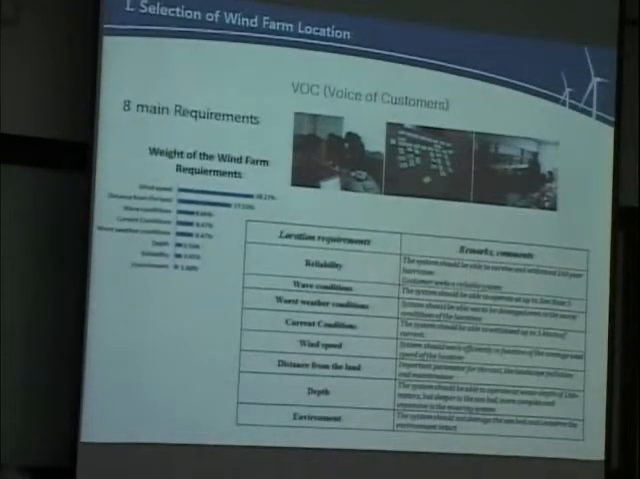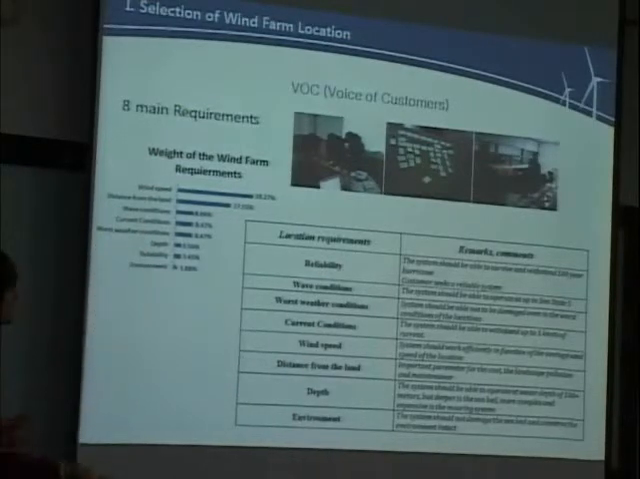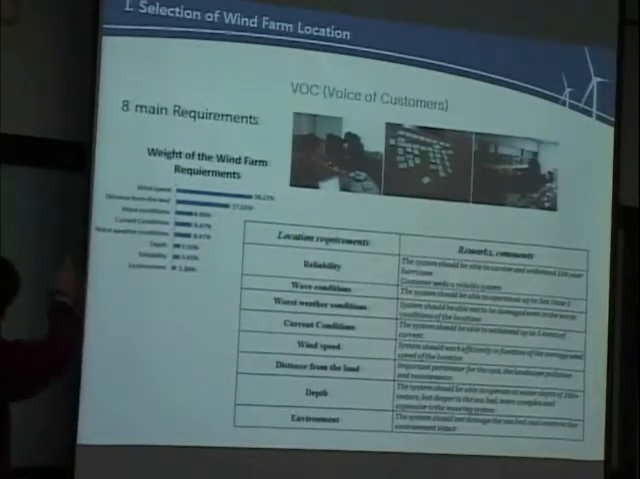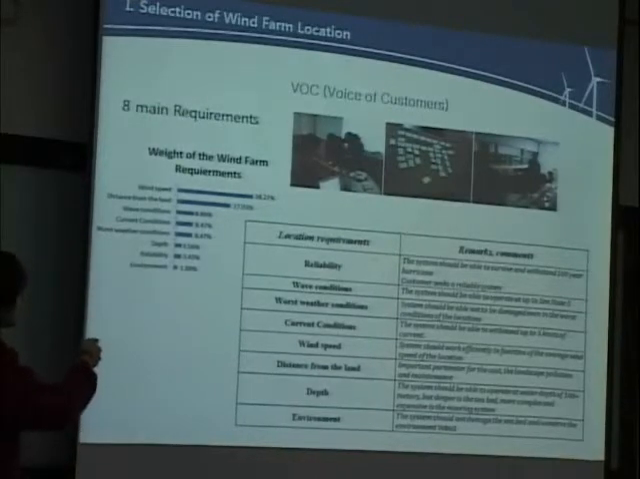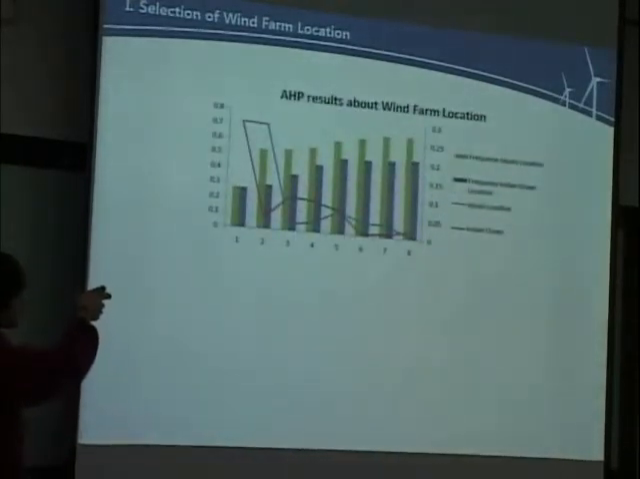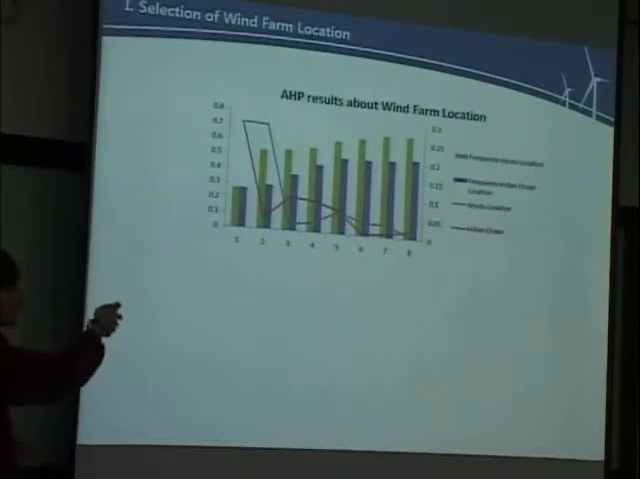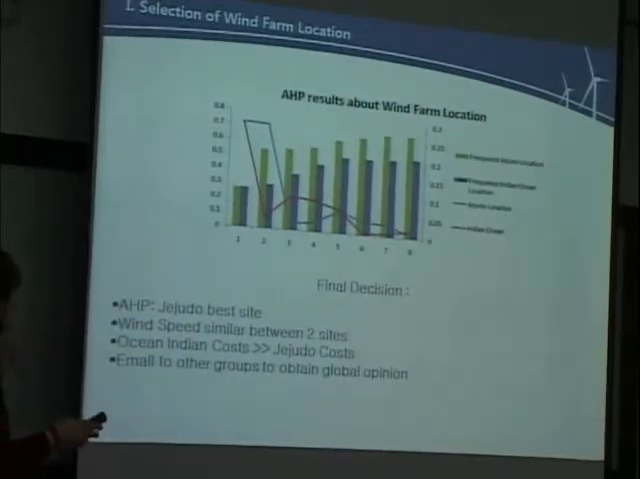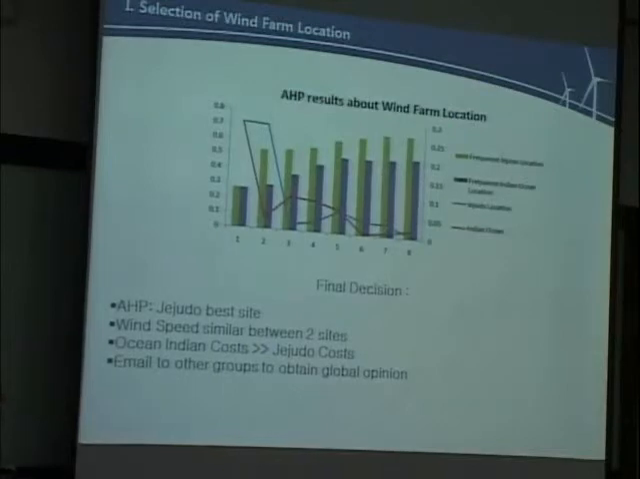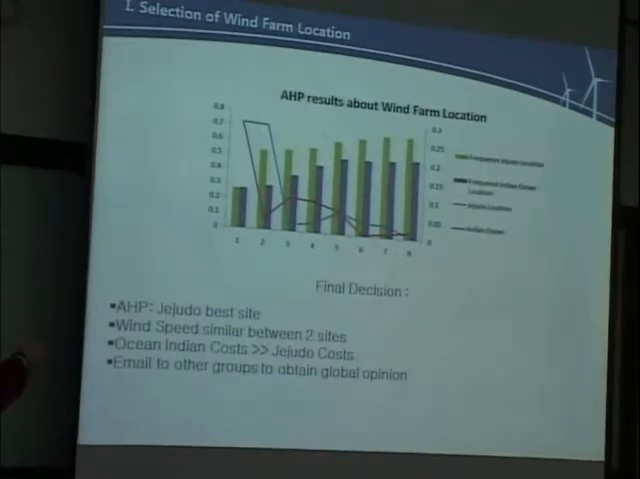And after that we realized a voice of customers. So we had a meeting and we realized the cost altogether after a long time. We found 8 main requirements, and with these requirements, we did an AHP. The result of this AHP is that the Jeju location is the best location. So with the AHP and our data, we took a final decision. Jeju seems to be the best location for our project. So we sent an email to all the teams to have their opinion, and the final decision is that we selected Jeju.